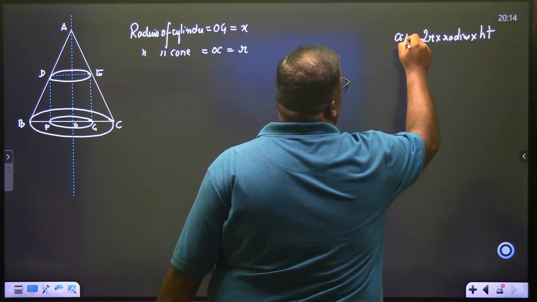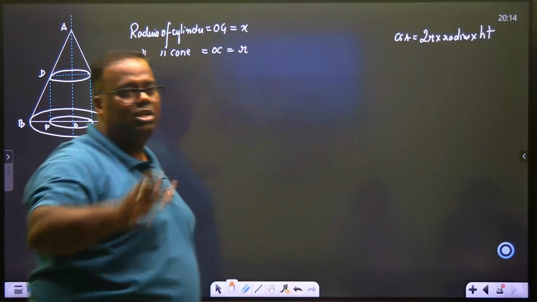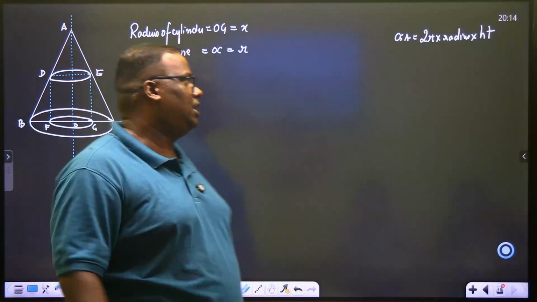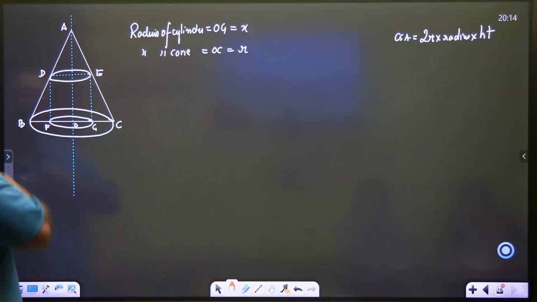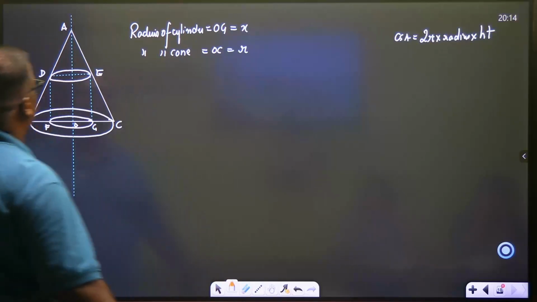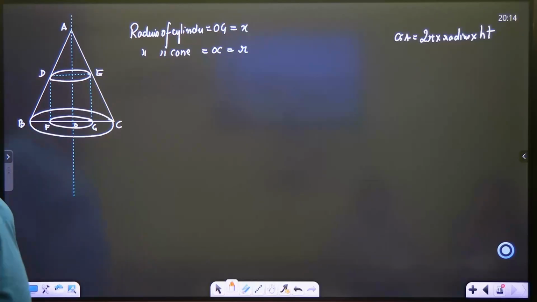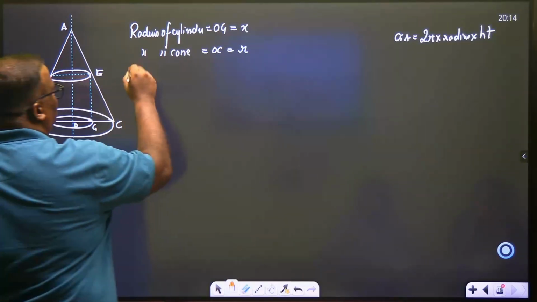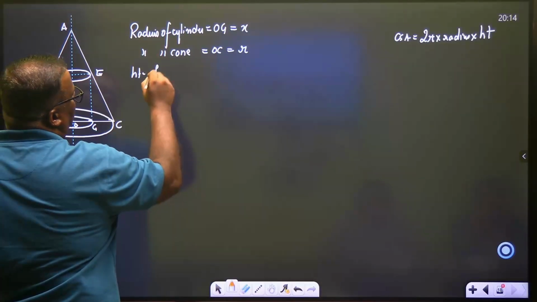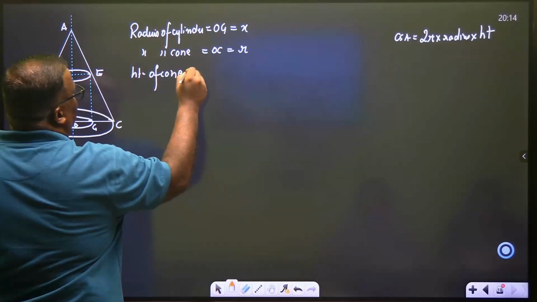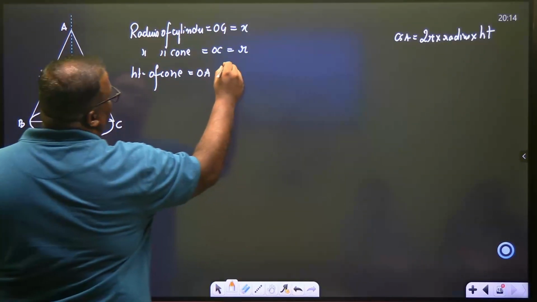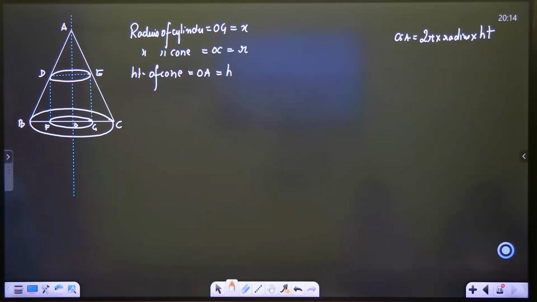Is this understood or not? Curved surface area is what? 2 pi r, circumference, right? Now we don't know the cylinder height, and we know the cone height. So let's say the cone height. Now see, the cylinder is a fluctuating cylinder. You have to take that the cone is frozen. Height of cone is OA, and let this be H.